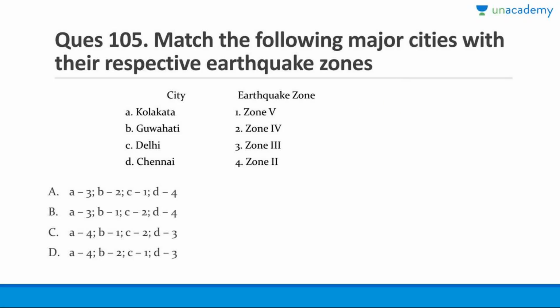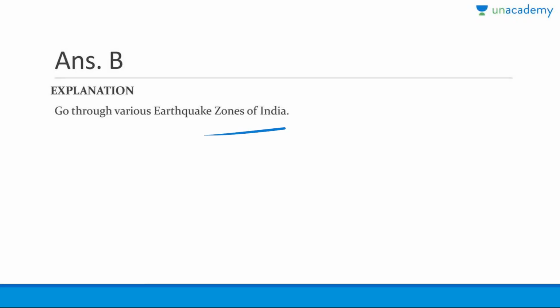Question 105. Consider the following major cities with their respective earthquake zones. So Kolkata is in zone 3. Okay, you just have to read about various earthquake zones of India. Guwahati, I think, is in zone 5, very prone to earthquake. And Delhi is in zone 4 and Chennai is in zone 2. Answer is B. So please read through the various earthquake zones of India.